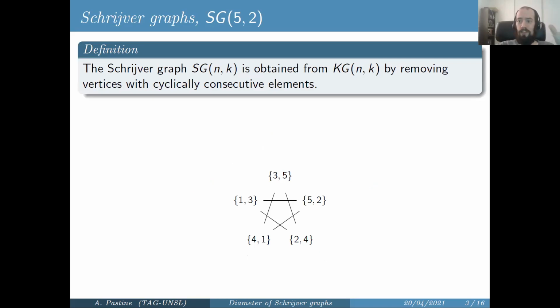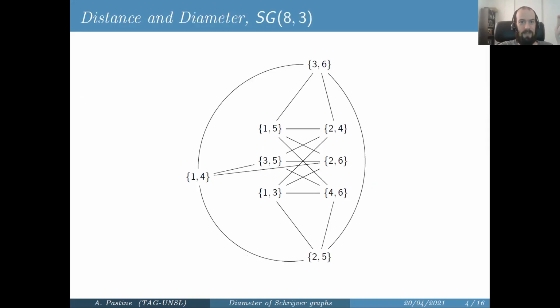So now we have one of the two basic definitions that we need for the talk. The other thing is to talk about diameter. Probably most of you already know what this is, but the distance between two vertices in a graph is the length of a shortest path between them. So for instance, in this graph, which is SG(6,3), between vertex {1,4} and {2,4}, we have this path that has length 3, but we also have this path that has length 2. And since the two of them are not neighbors, the distance is the shortest, it is going to be 2.